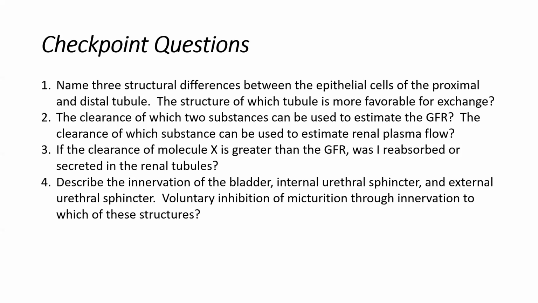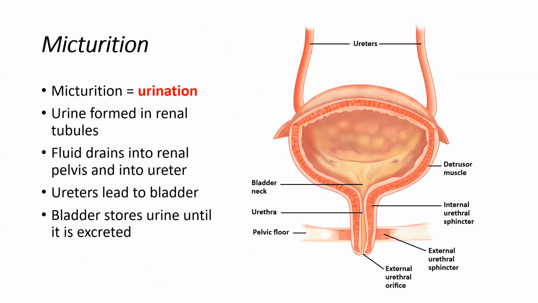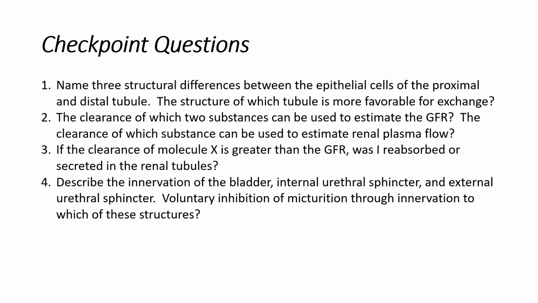Question 2: the clearance of which two substances can be used to estimate GFR, and the clearance of which substance can be used to estimate renal plasma flow? We didn't get into the details here, but the two substances we said were synonymous with GFR, if we go back to this table, were inulin, because inulin has the exact same clearance rate as GFR, as well as creatinine to some extent. It's not very far from the GFR. So we can use these two substances to tell us how well our GFR is, how efficient the kidneys are in terms of GFR function.